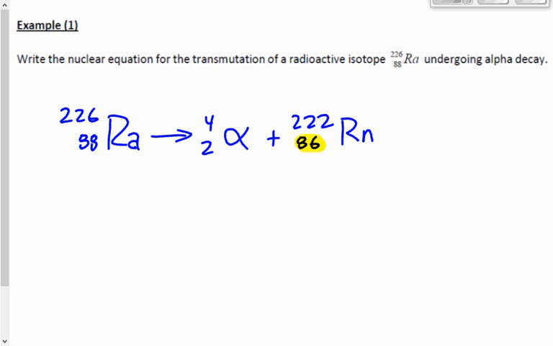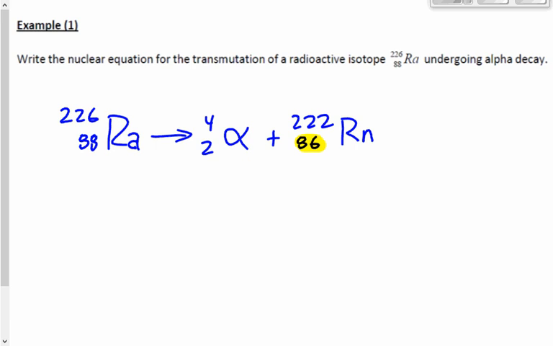Okay, let's say 234 plus 4 gives me 238. 90 plus 2 gives me 92. That would be an alpha particle, right? Plus nothing. Nothing comes after alpha, right? There's no neutrino or antineutrino. Neutrino is beta positive. Antineutrino is beta negative. There's nothing after the alpha.